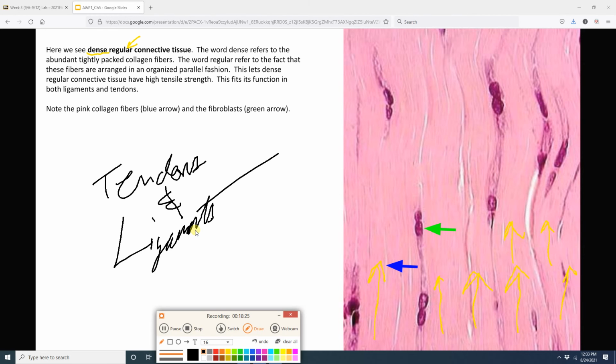Now you're probably wondering, hey, Professor Imholtz, how come people tear their ACL? How come people tear their ligaments and tendons and stuff like that? Well, think about it for a second. This tissue is super strong in the direction of those fibers, right? They're all oriented the same way. They're really strong in that direction.